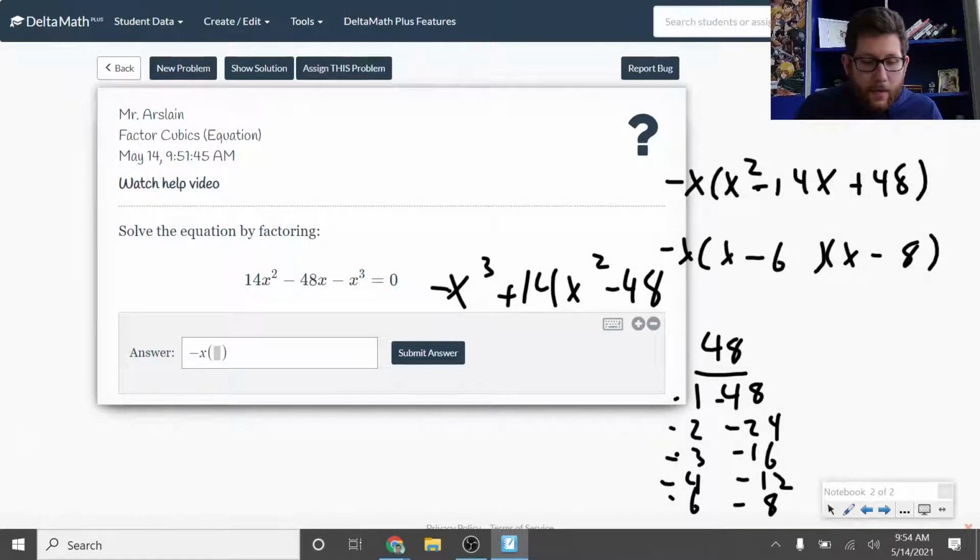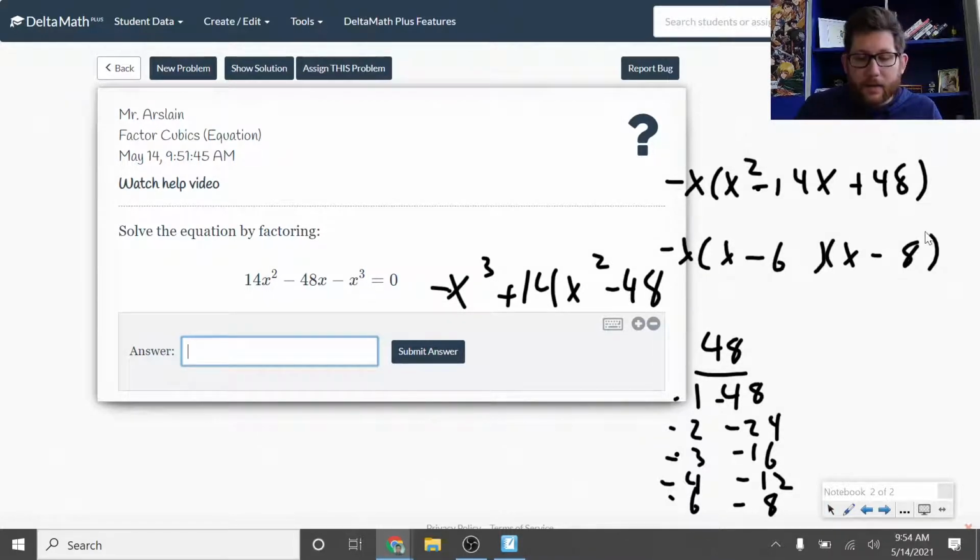Okay, now, hang on a second. I also made a mistake here. We don't need to actually type that in. What they're looking for as an answer is not this factored out form. They actually want us to solve the equation, which means what are the x values that make this true? What are the x values that make this go to 0?